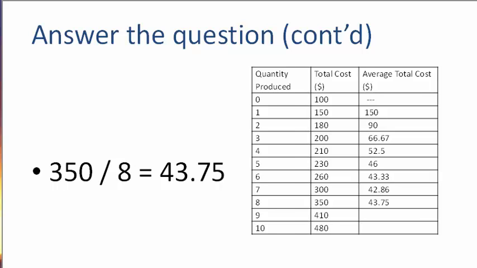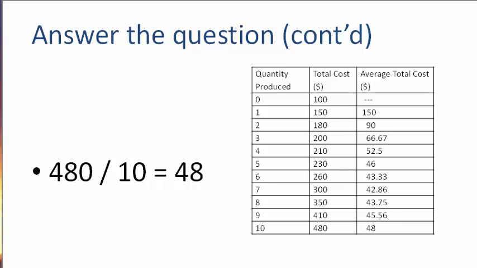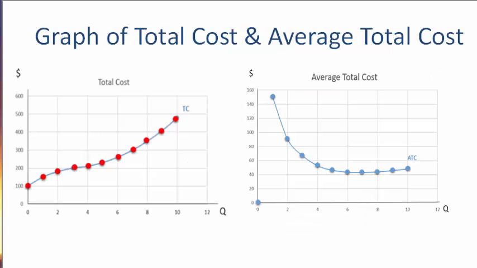Notice that our average cost first decreases and then increases, although total cost is increasing over the whole set. If we look at the graphs of these functions, again, we see total cost increasing, whereas average cost decreases and then increases as the quantity becomes larger.